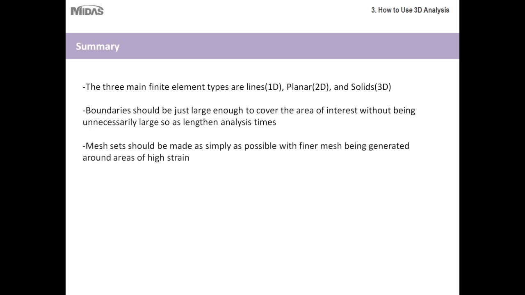Okay, so mesh sets should be made as simply as possible, with finer mesh being generated around areas of high strain. Keep in mind that fine mesh refers to smaller mesh, and that smaller mesh needs to be generated around areas where you'll see strain or failure, or areas that are of particular interest to you. And then coarse mesh is the opposite. Coarse mesh is large mesh, and that should be generated around areas that are usually around the edges of your boundaries, parts that aren't of particular interest to you, but still must be included in the model.